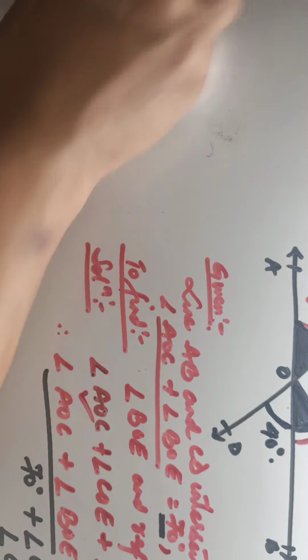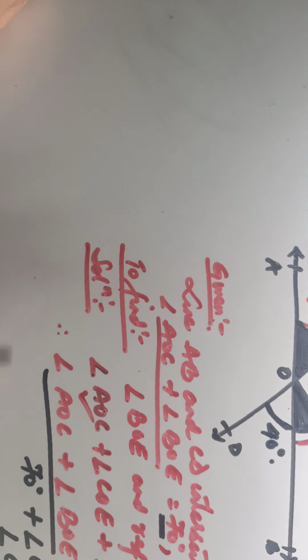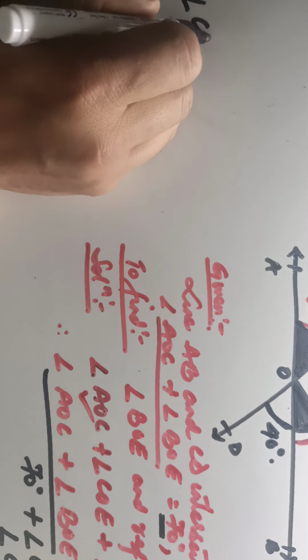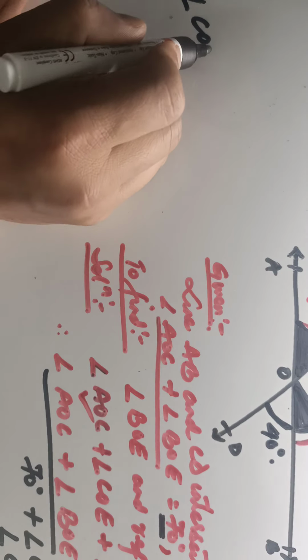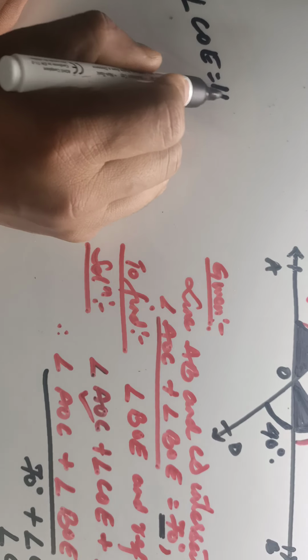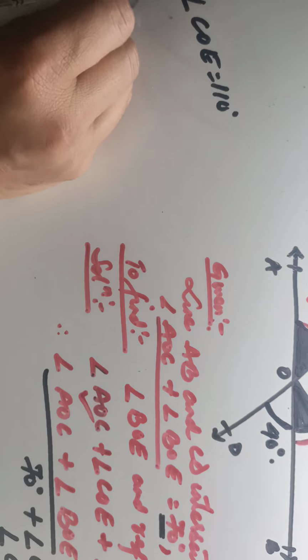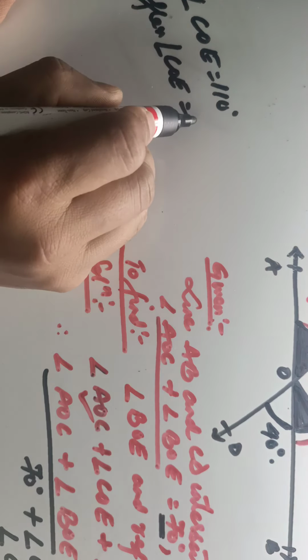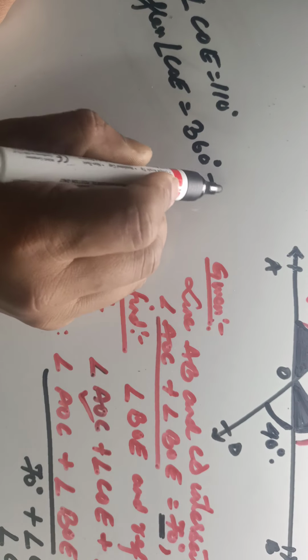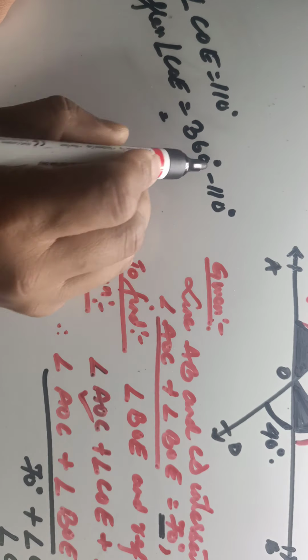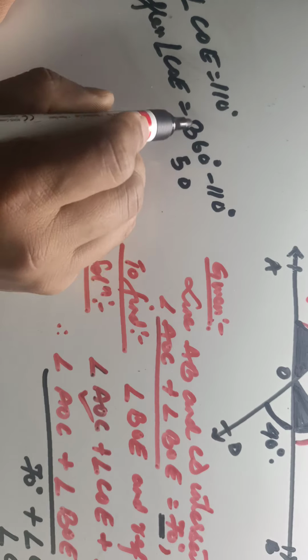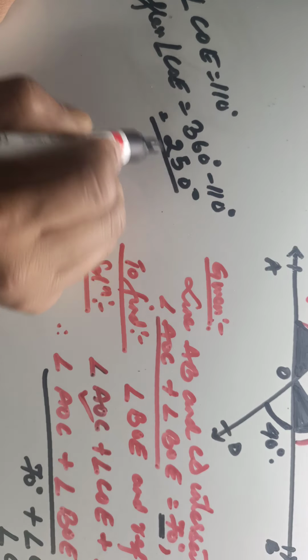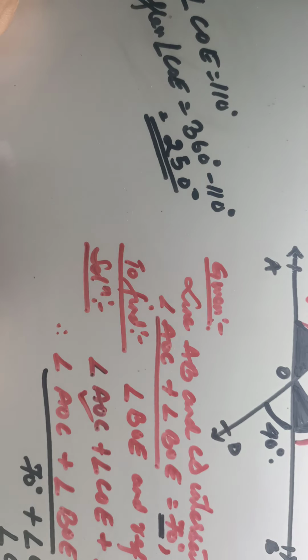Now here you see I got angle COE as 110 degrees. So reflex angle COE would be 360 degrees minus 110 degrees. So your answer is reflex angle COE is 250. Okay, I got reflex COE.